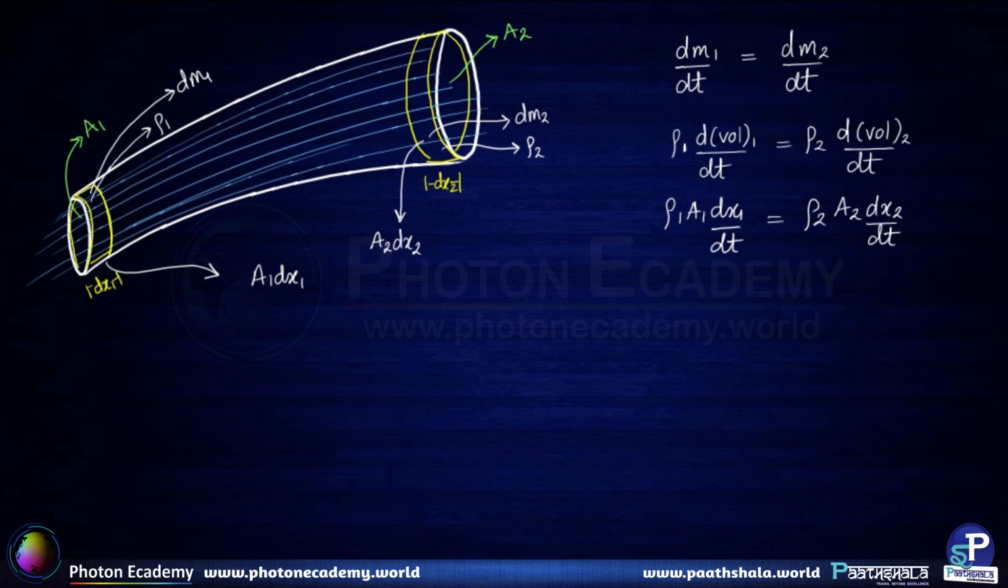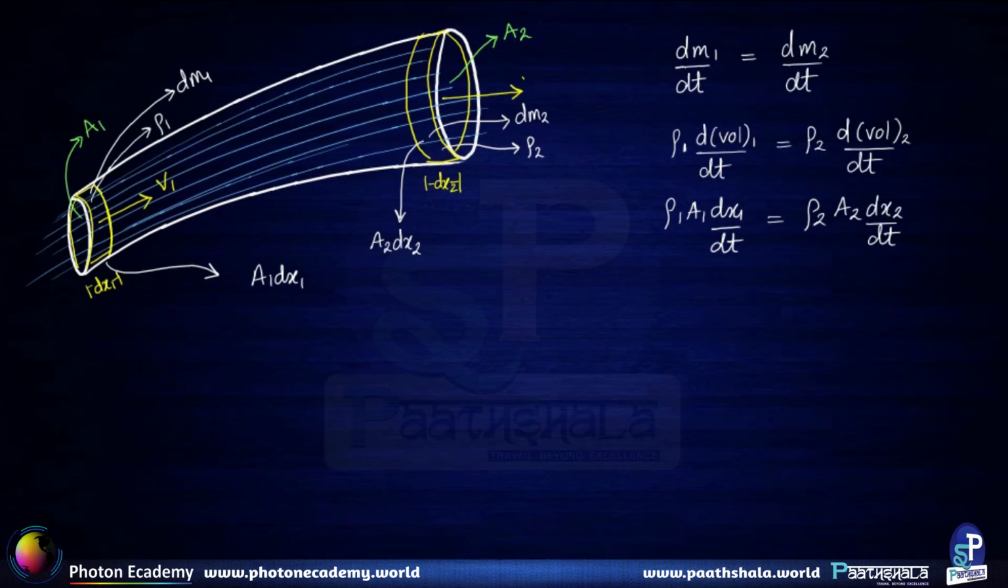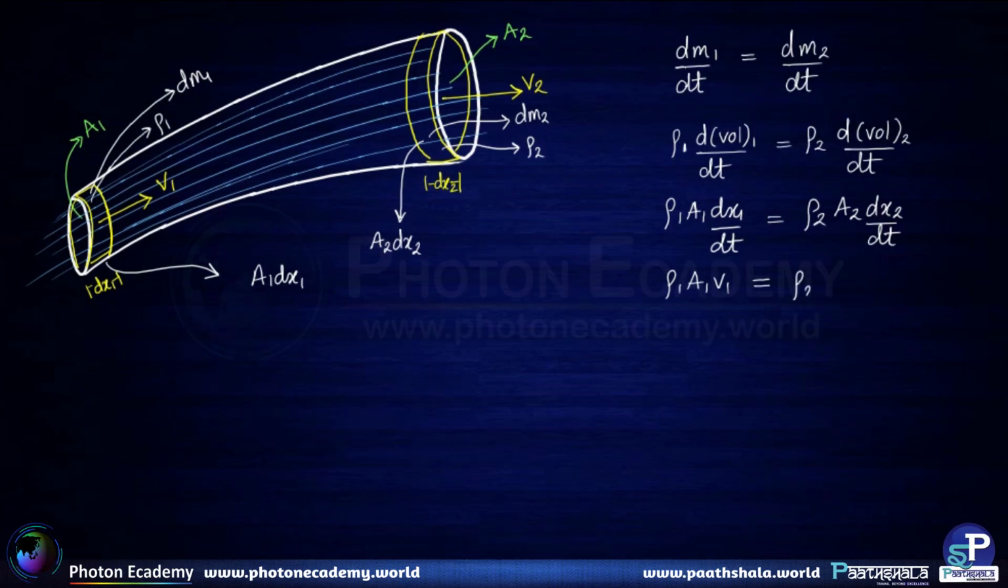Now consider what is happening. dx1 by dt is nothing but the velocity of incoming mass dm1. So this is nothing but v1, and dx2 by dt is nothing but the velocity of the outgoing mass. This is nothing but v2. So what can we thenceforth write? We can write ρ1 A1 v1 to be equal to ρ2 A2 v2. This is what we can write.